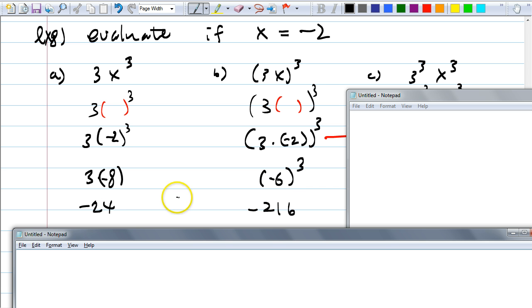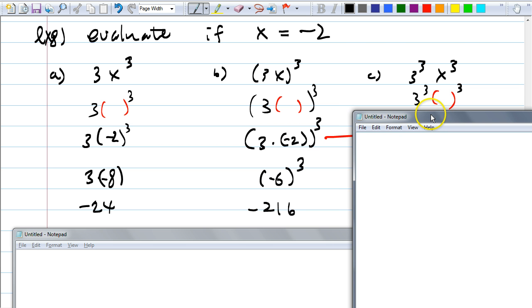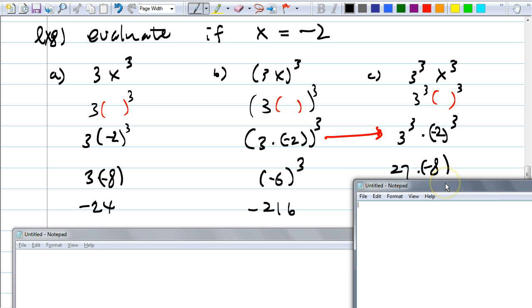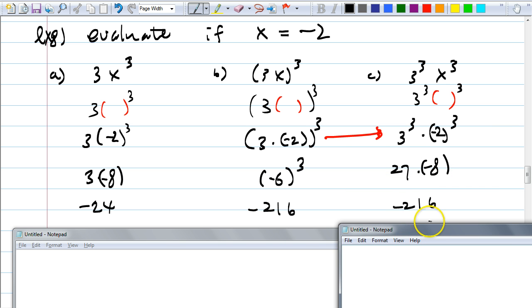Did anybody distribute that exponent? Again, I'm using that word, but I shouldn't really. 3 to the third, negative 2 to the third. Did you? Okay, you did that. Did you get the same answer? Yeah, because, Eric, for 3, you get 3 to the third and negative 2 to the third, don't you? And don't you get 27 times negative 8? Still the same answer. Do you see how these two are similar? They get the same answer.